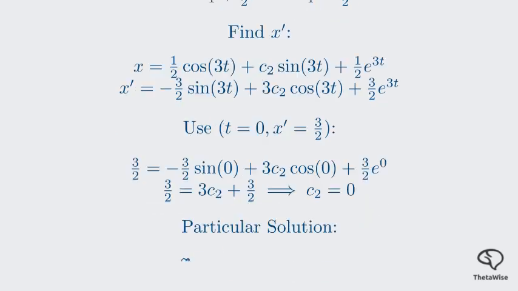With our constants found, c1 equals 1/2 and c2 equals 0, we can write the particular solution. x equals 1/2 cosine 3t plus 1/2 e to the 3t. This problem serves as a good reminder that the underlying principles remain the same even when the variables change. Question 3.7 is a second-order linear homogeneous differential equation with constant coefficients and initial conditions.